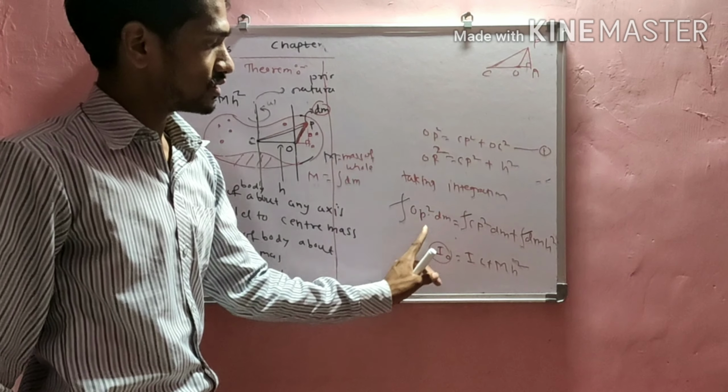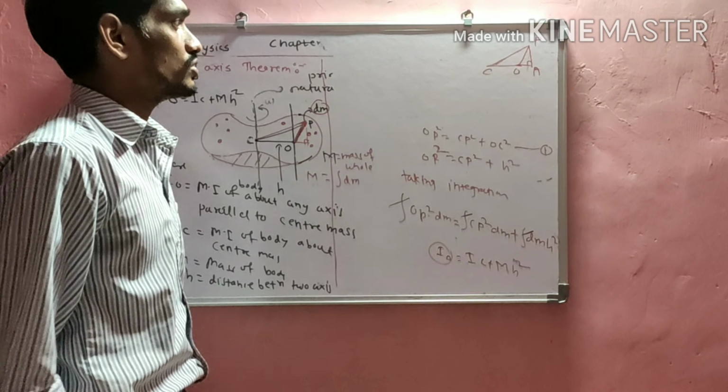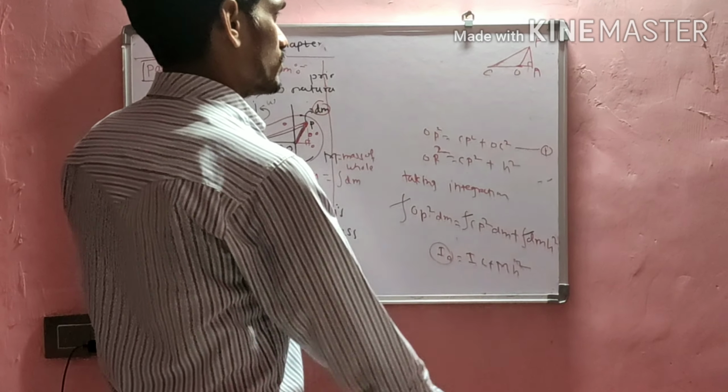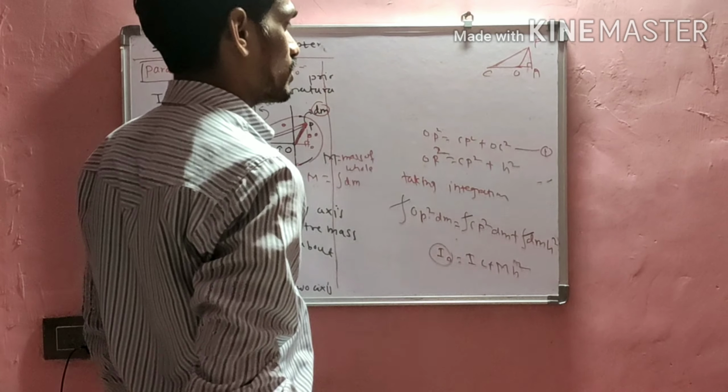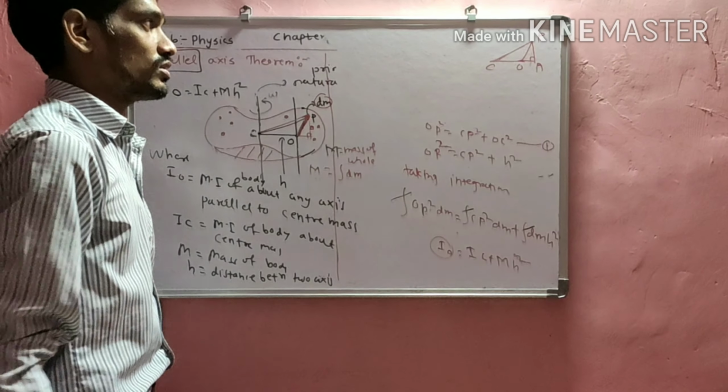Then taking integration, we will end up on this. So we want OP square. Apply the Pythagorean theorem. For which triangle do we have to apply the Pythagorean theorem? Give the answer in the comment box.